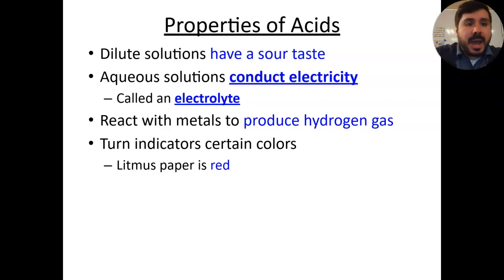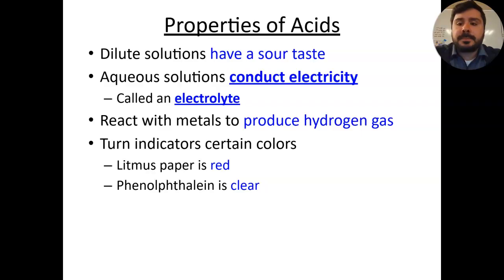Now, I'm sure you guys in the past, maybe in a middle school science class, have used something called litmus paper. And litmus paper is a pretty common one to showcase a couple of different things when it comes to acids and bases, right? But litmus paper is going to turn a red color in the presence of an acid. So litmus paper will turn red. Phenolphthalein is going to be clear.